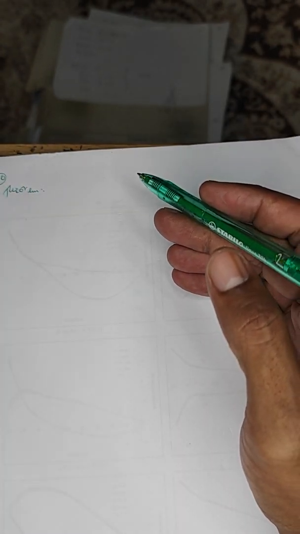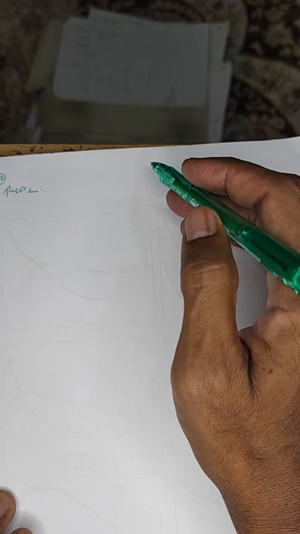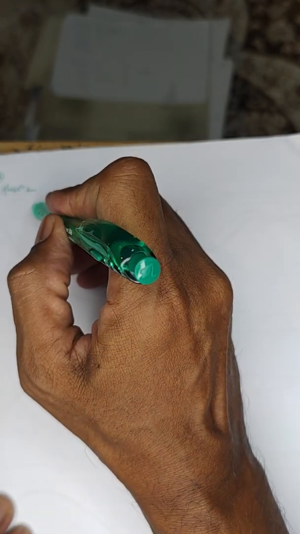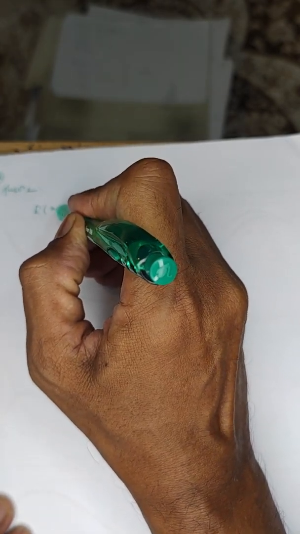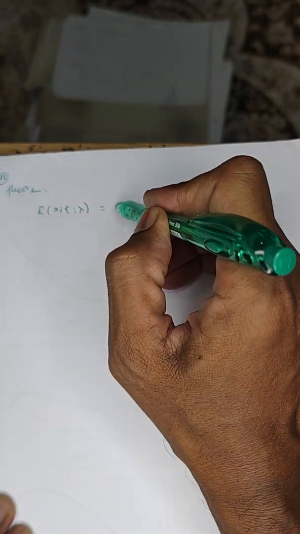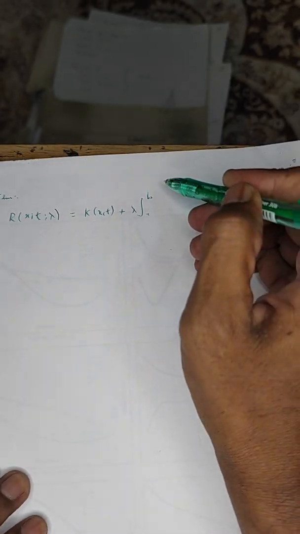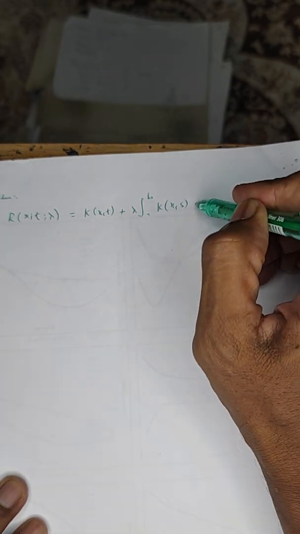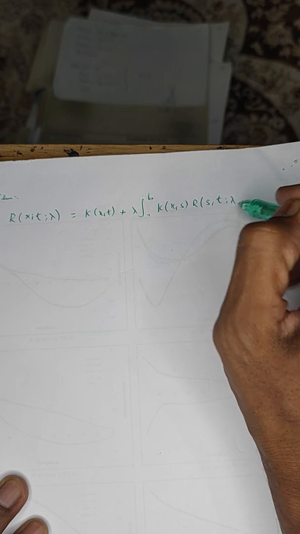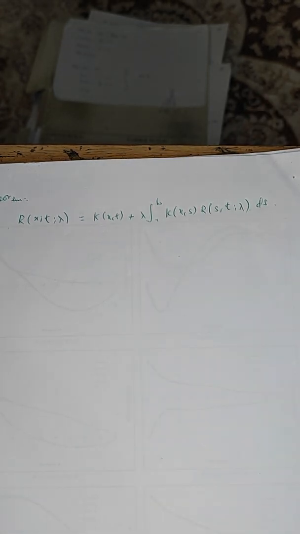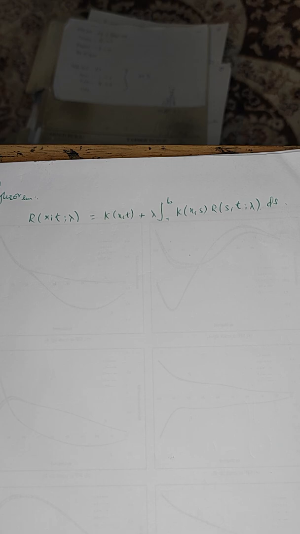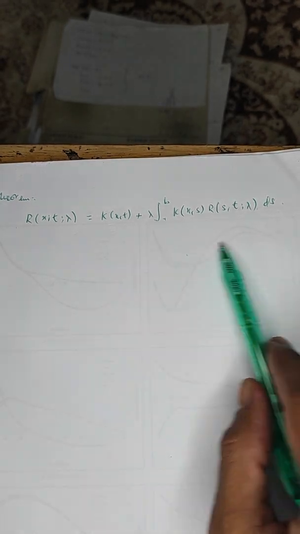the resolvent kernel for the non-homogeneous random integral equation can be written as, or satisfies, this relation. R(x,t;lambda) is equal to k(x,t) plus lambda integral from a to b of k(x,s) R(s,t;lambda) ds, where k is the kernel of the non-homogeneous random integral equation. So the resolvent kernel can be written as that.